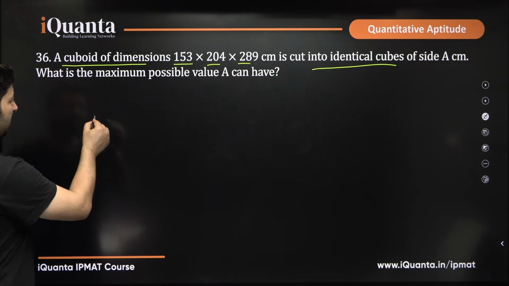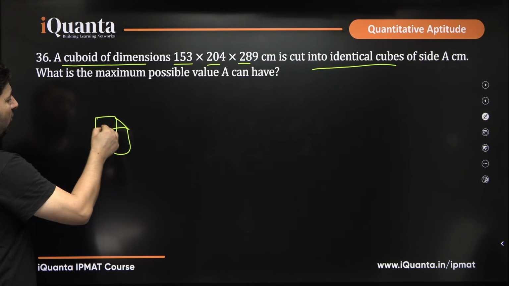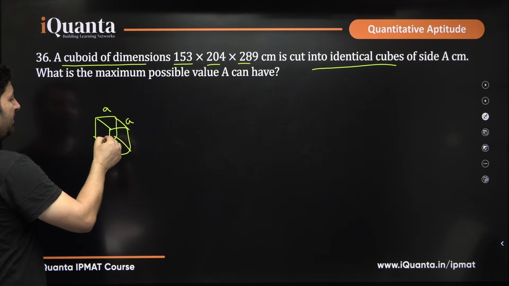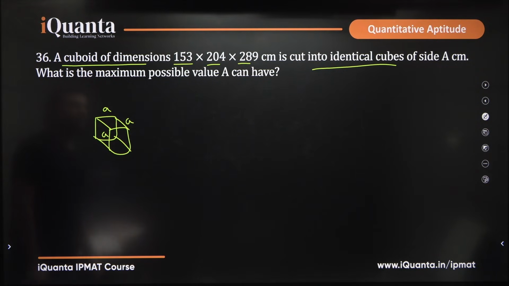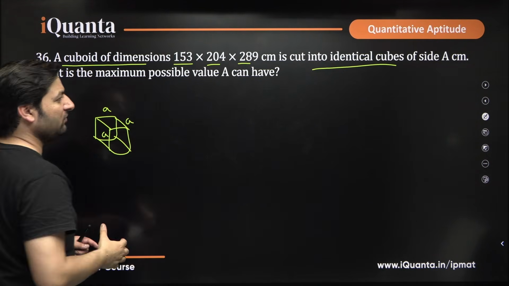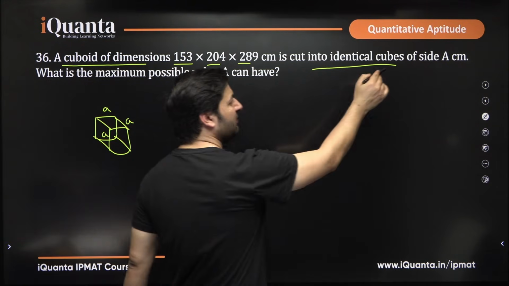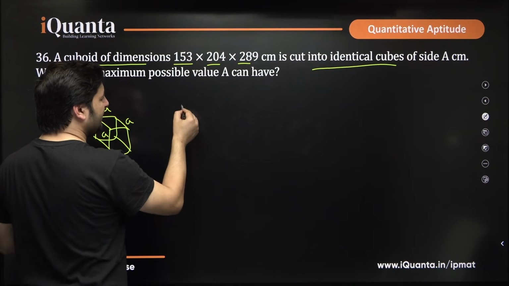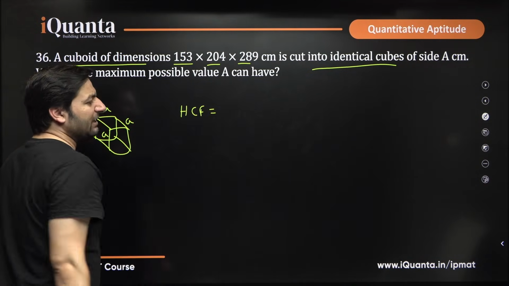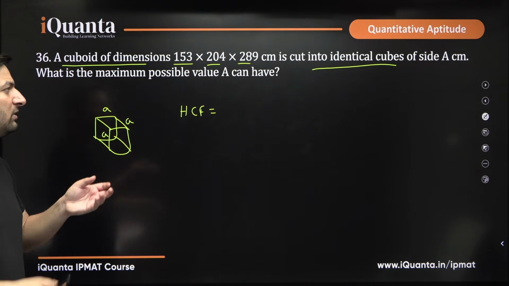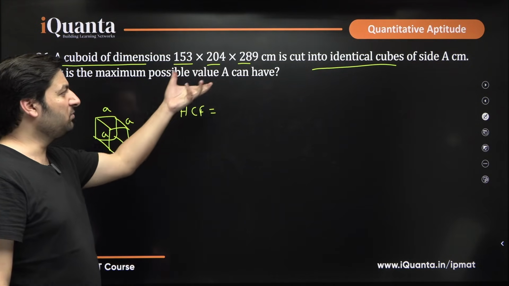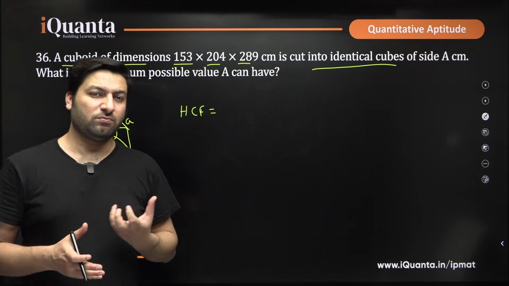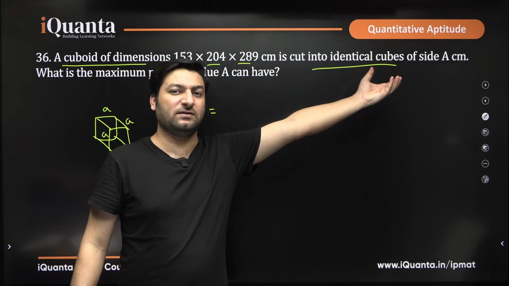What is the speciality of a cube? A cube basically has all edges the same, right? Its length is also A, breadth and height is also A, isn't it? So, we want the maximum possible value of A. That means we want the biggest side of the cube. Biggest means highest. So, can I take the HCF of the 3 length, breadth, height first, because then we are going to chip out cubes from this big cuboid and they should all have the same edges. That means a common edge. So, we want our cubes to have the biggest side possible.